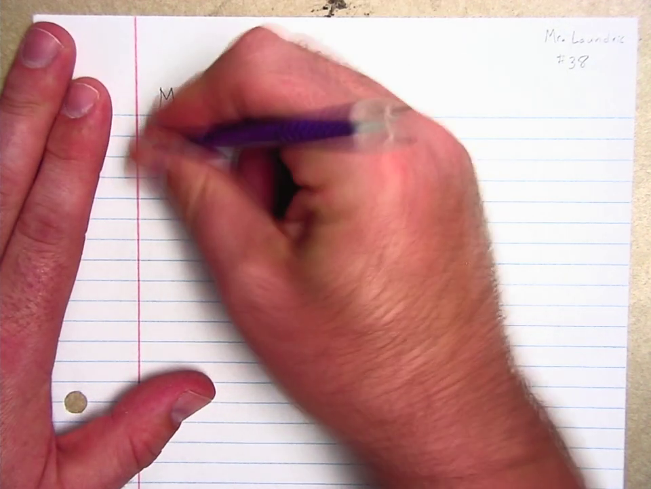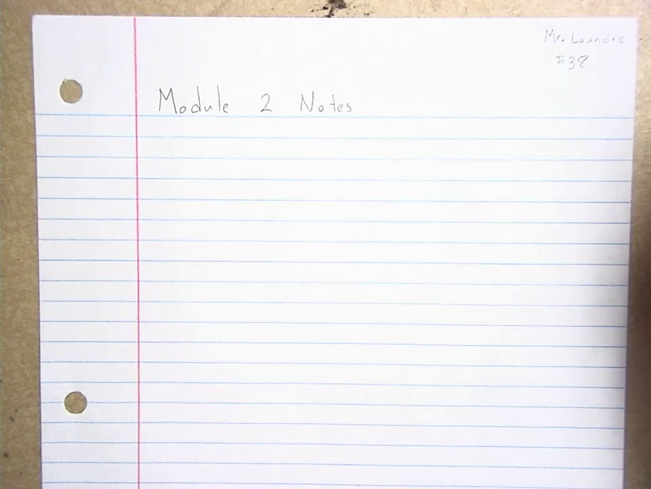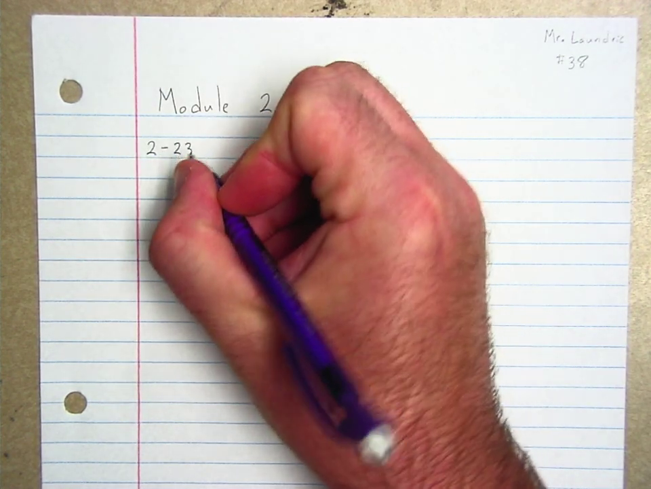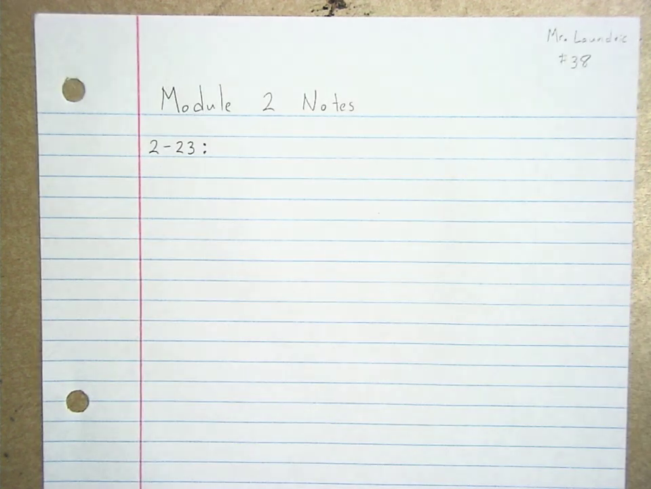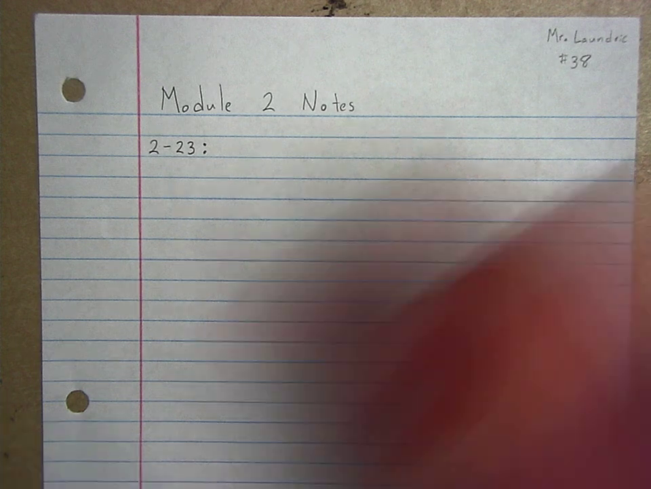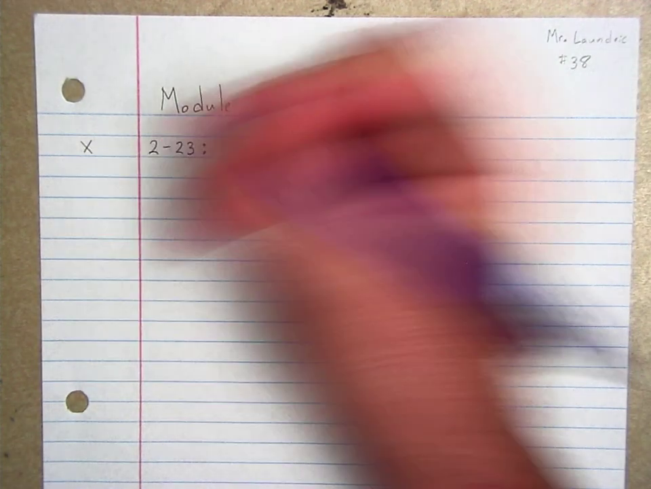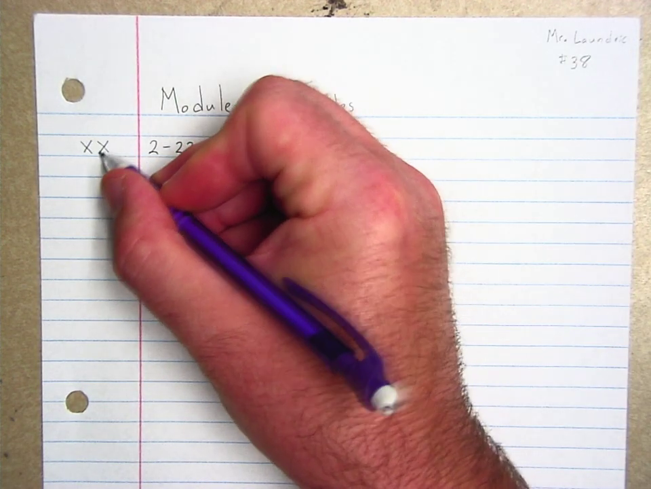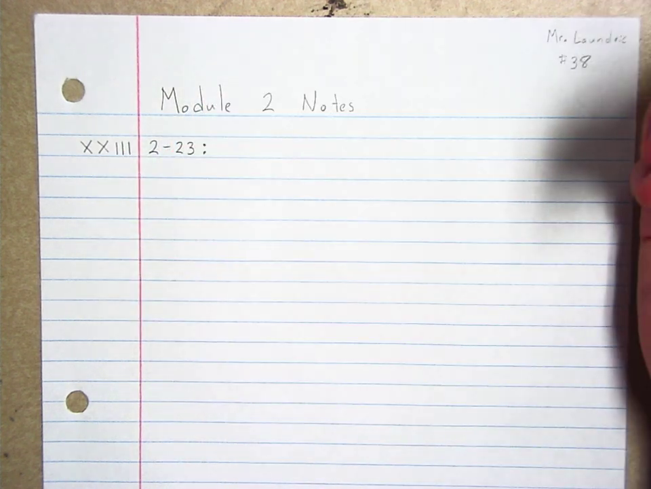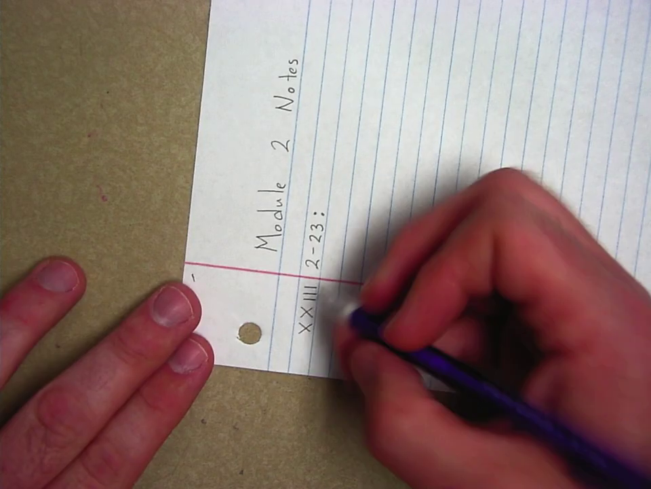I don't have to write lesson. Who's got room for that anyway? This is Module 2, Lesson 23. 23 lessons. This is kind of a lot. So, the Roman numeral will be 10, 20, 21, 22, 23. Okay?